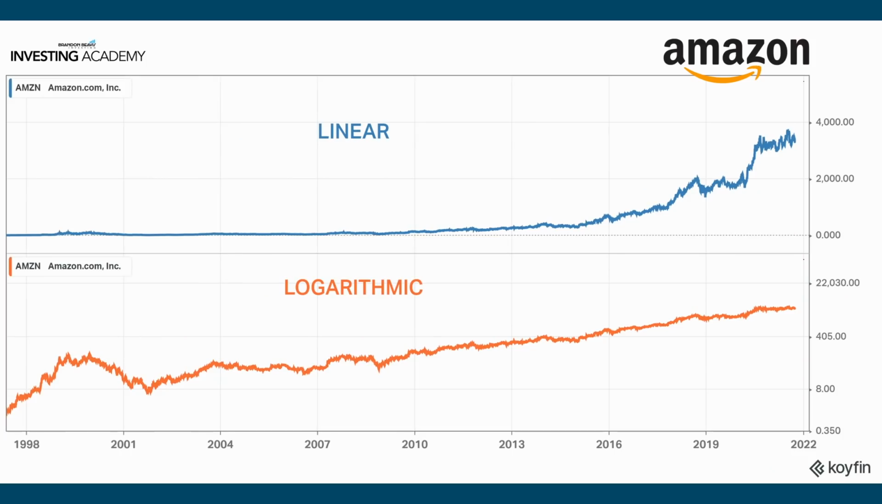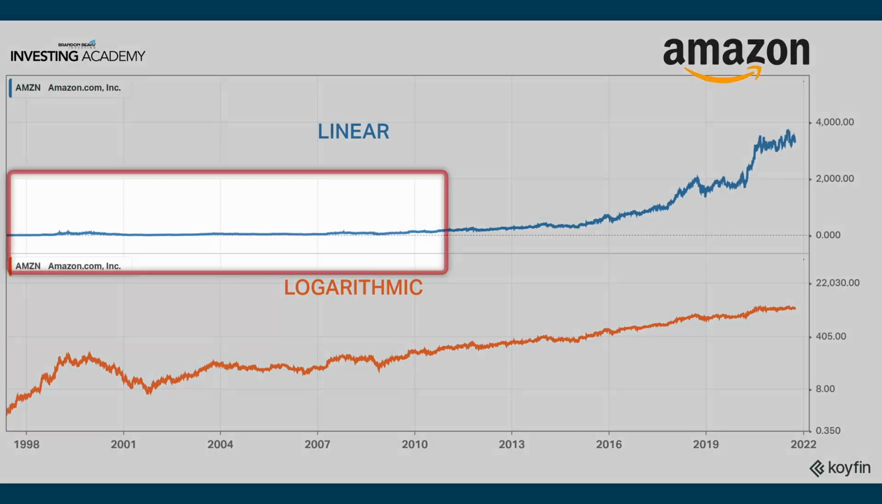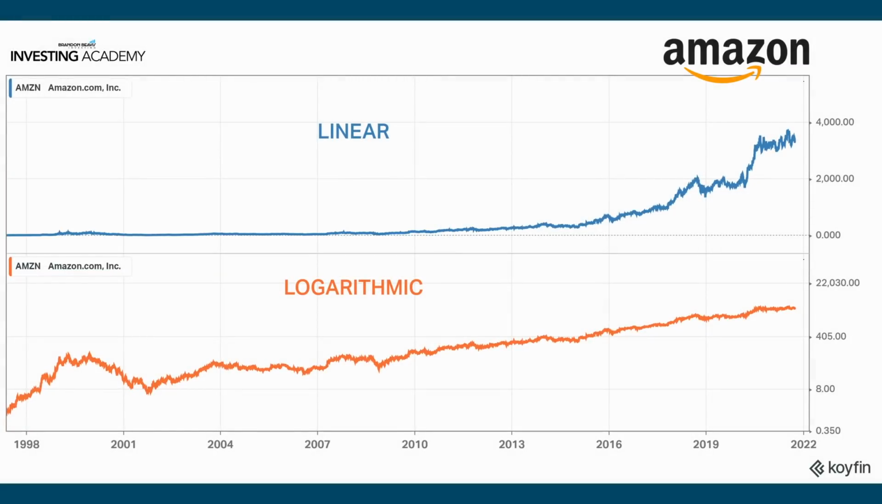Now, Amazon. I'm showing a 23-year chart here, linear in the top, logarithmic in the bottom. A couple of things really jump out to me. If you look to the earlier days of Amazon, on the linear chart, it shows hardly any movement. It shows like, from 1998 through to around 2010 or so, the stock was absolutely flat. There is more of a clue on the logarithmic chart during the time period.